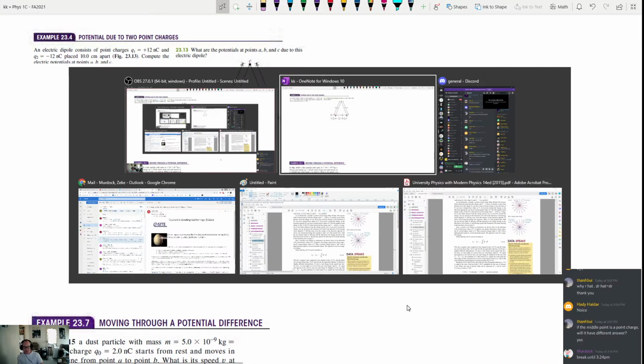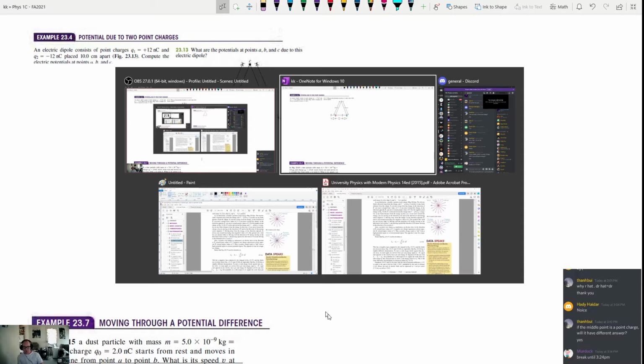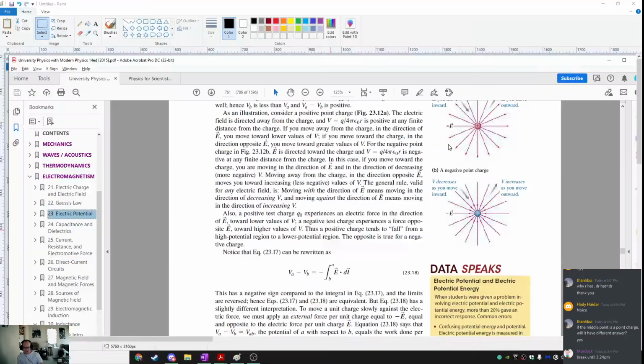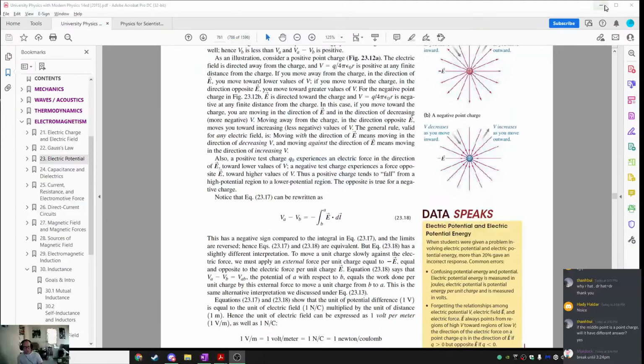Okay, this is the third hour of Physics 1C for, what's today, the 27th? Just closing some of these windows. They're all making noises right now.